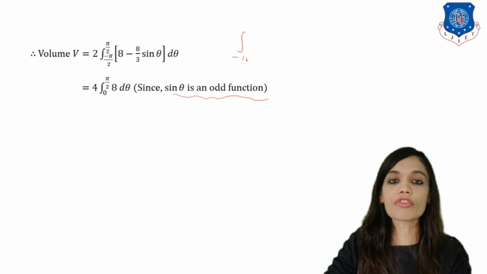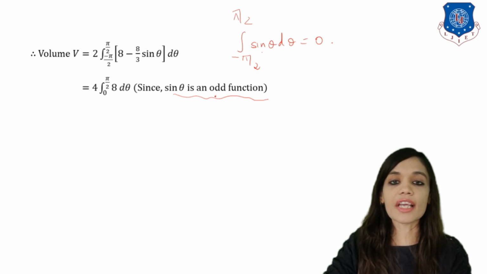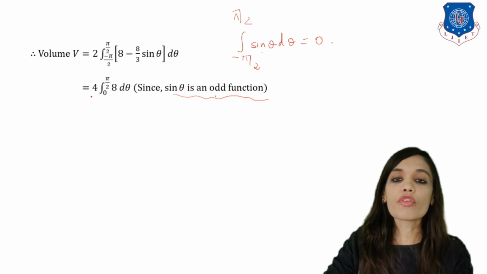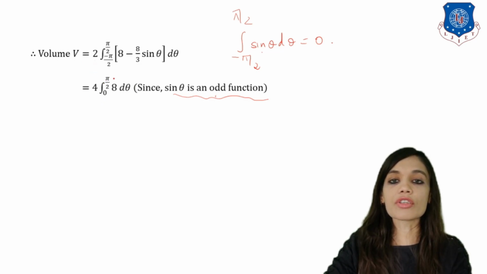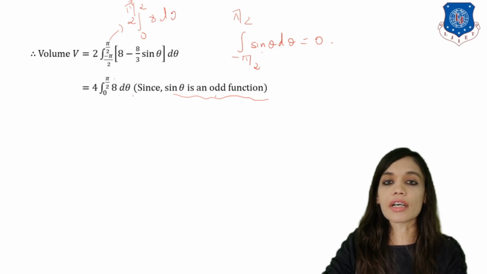So integration from minus pi by 2 to plus pi by 2, sin theta d theta will be equal to what? 0, because sine is an odd function, right? So our volume will be what? 4 times integration 0 to pi by 2, 8 d theta, right? We have converted this into 2 times integration 0 to pi by 2, 8 d theta, right? So again here 2 is there, so 2 into 2 will become 4.